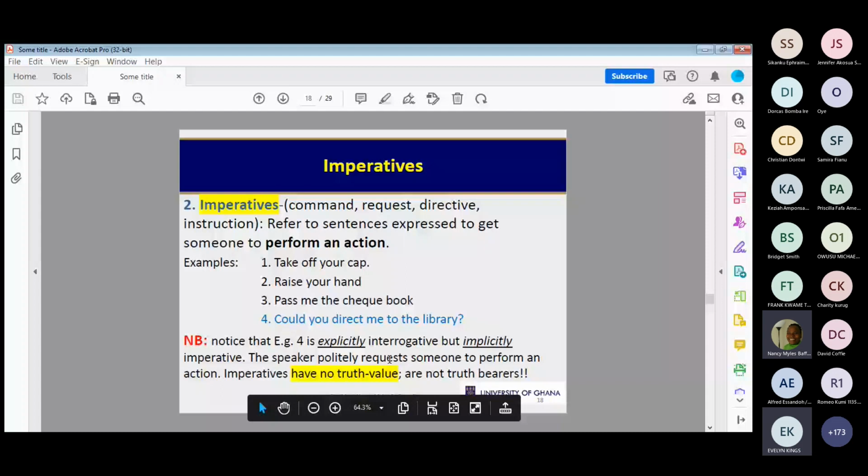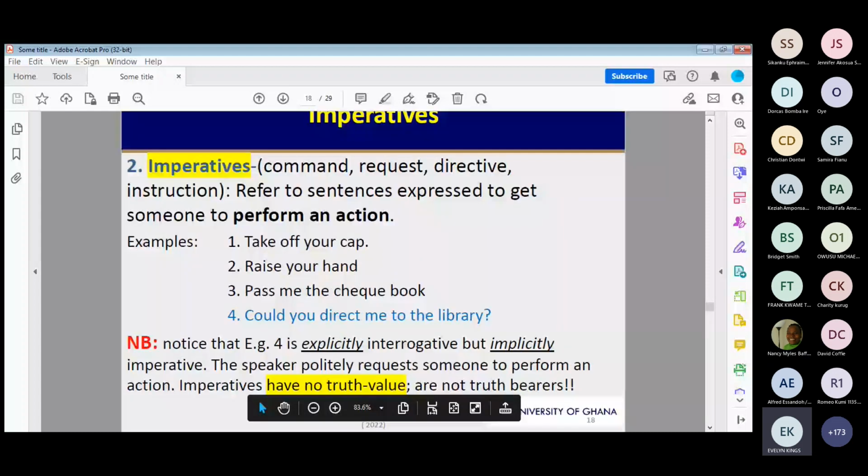Could you pass me the checkbook, please? Could you shut up? I want to hear the president. Then you say, yes, I could shut up. Is that what you will say? If you said that, we'll all get stressed up with you. You didn't read my intention well. So all these, look on your screen now, please. All the 4: take off your hand, raise your hand, pass me the checkbook. They are all imperatives. It is the example 4 that sometimes generates a controversy of a kind.